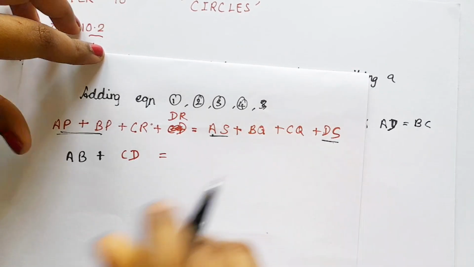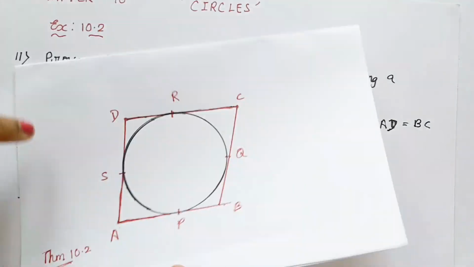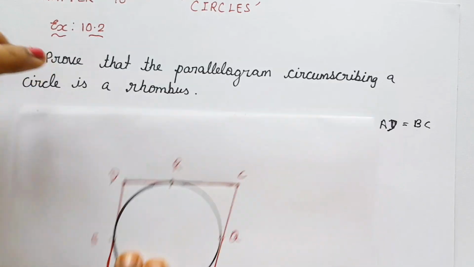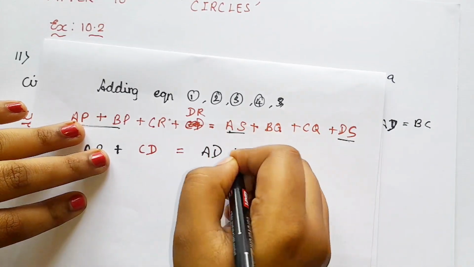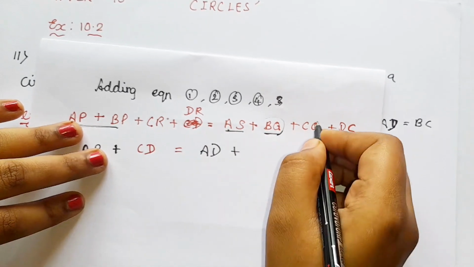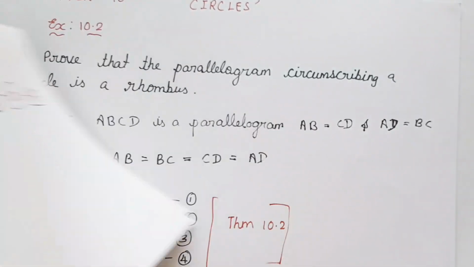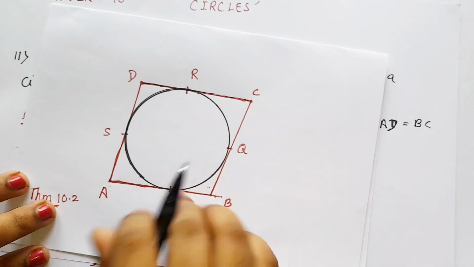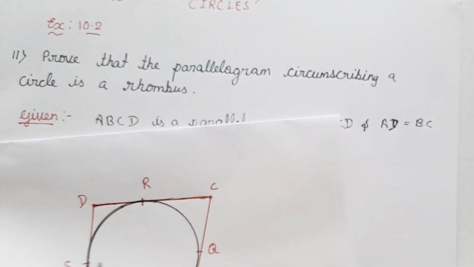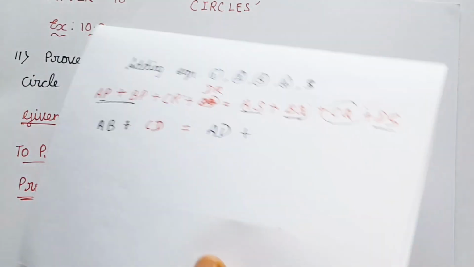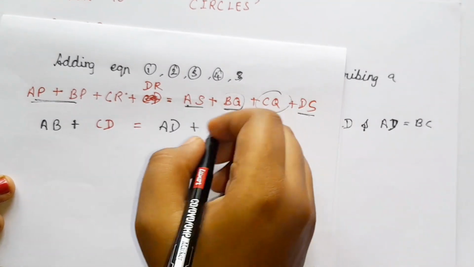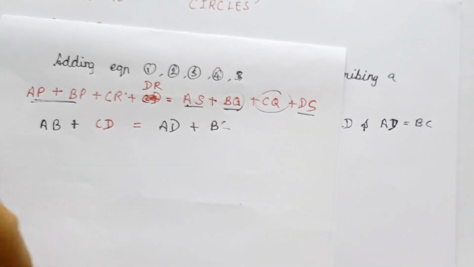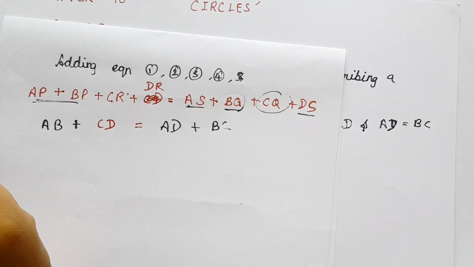So AS plus DS is AD, isn't it? So AD plus, and then BQ plus CQ. So BQ plus CQ, this one CQ, so we are supposed to write the complete side, isn't it? It is BC. Okay guys, so finally we got this value.